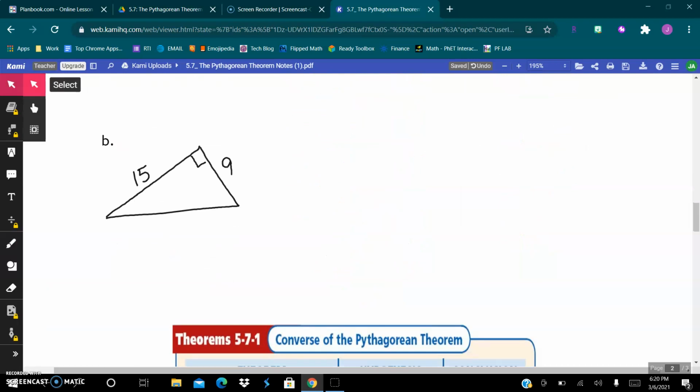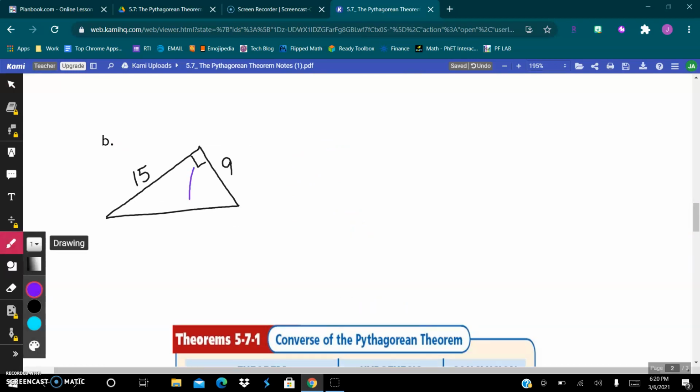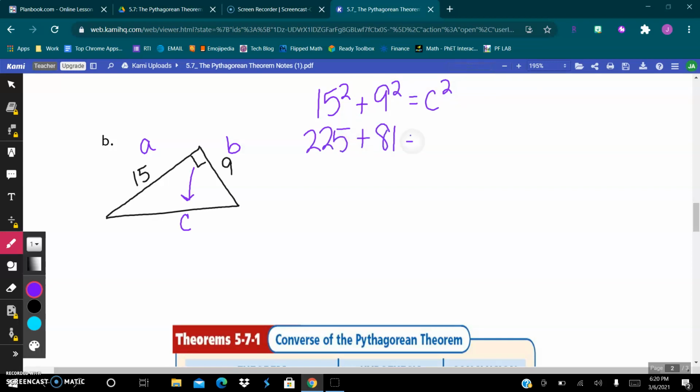So for this example, again, across from the 90-degree angle is our C. So the other 2 would be A and B. So 15 squared plus 9 squared is equal to C squared. 15 squared is 225, and 9 squared is 81.